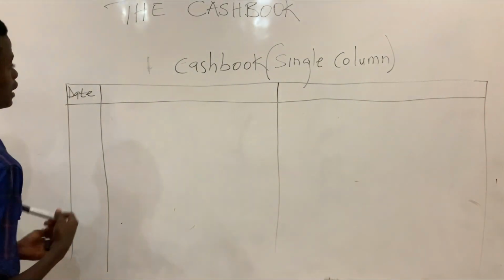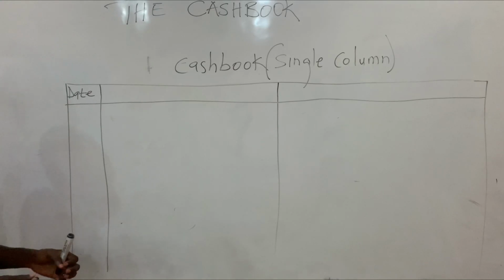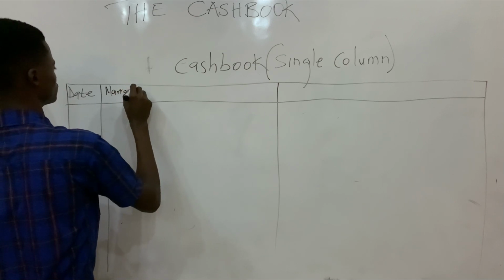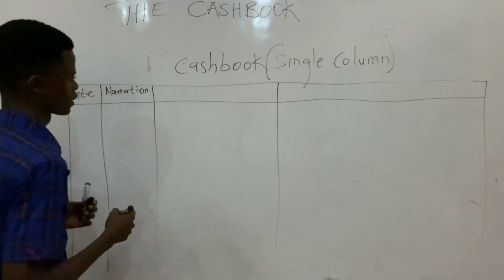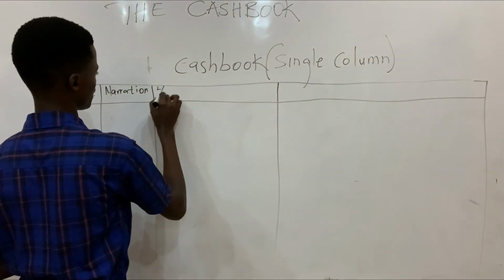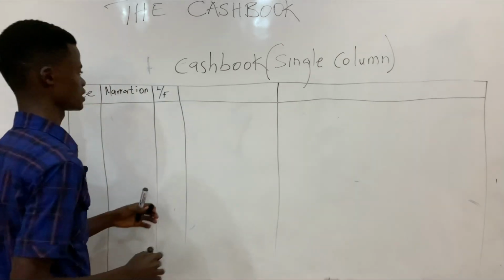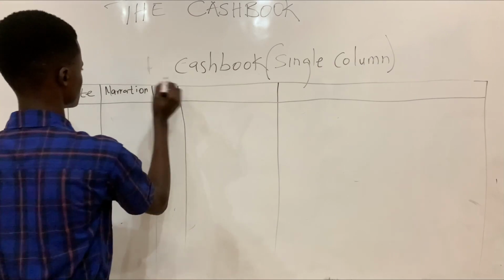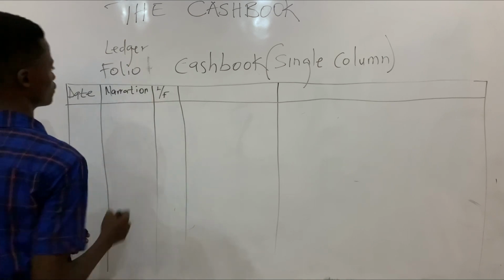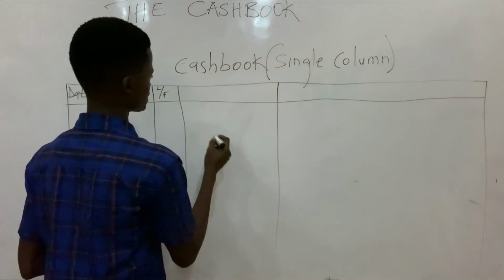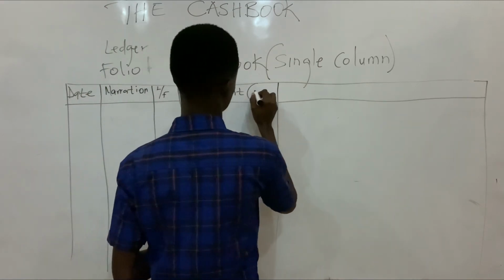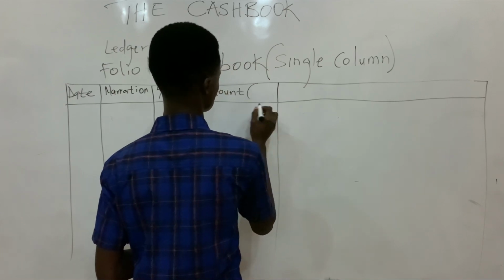After the dates, it has a column for particulars or narration or details. After this, it has a column for ledger folio. So you can write LF to represent ledger folio, and it is spelled as ledger folio. And then finally, it has a column for amount. Then you bring the currency beside it or under it. So let's assume we are working in dollars.